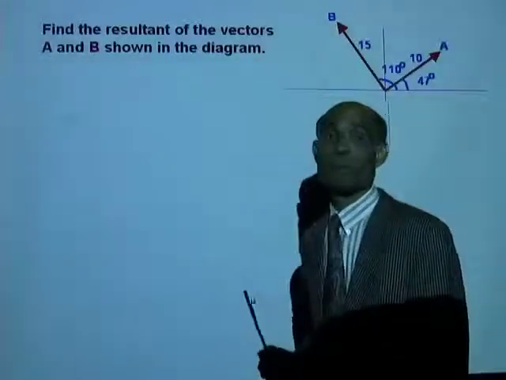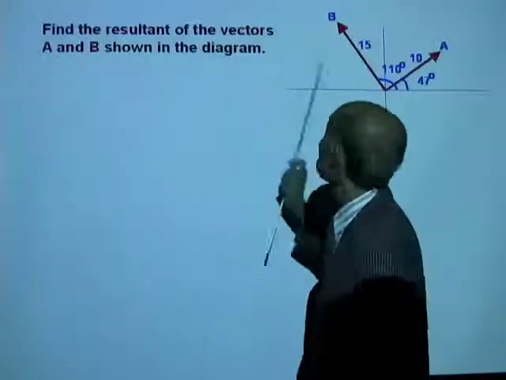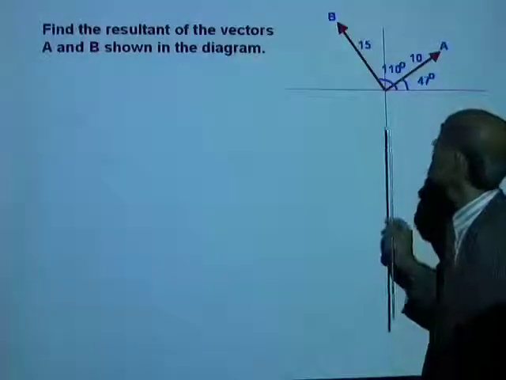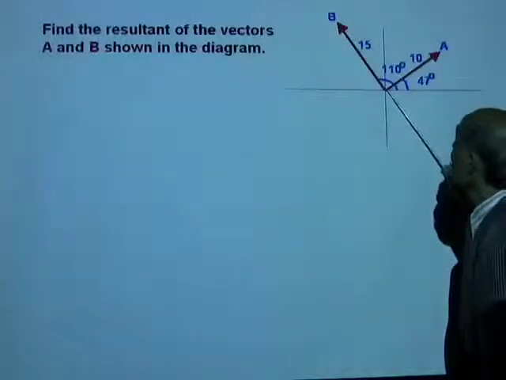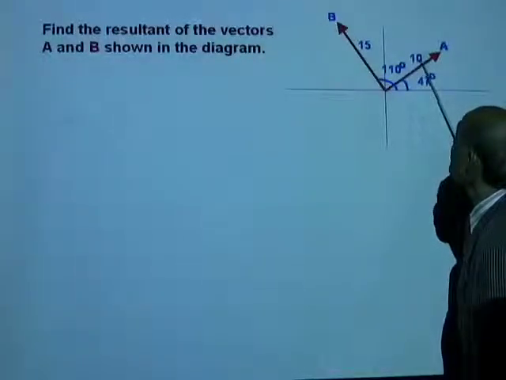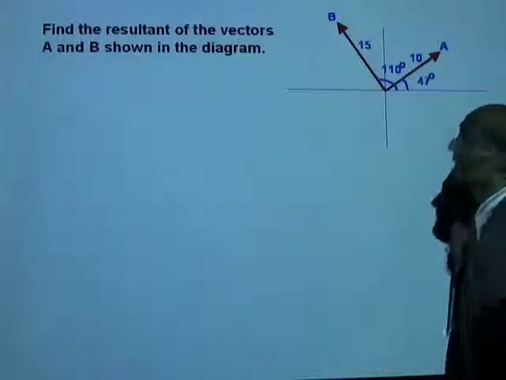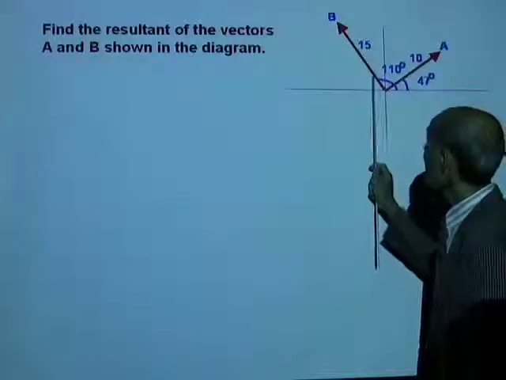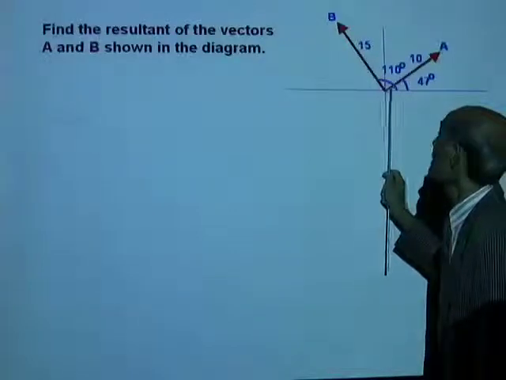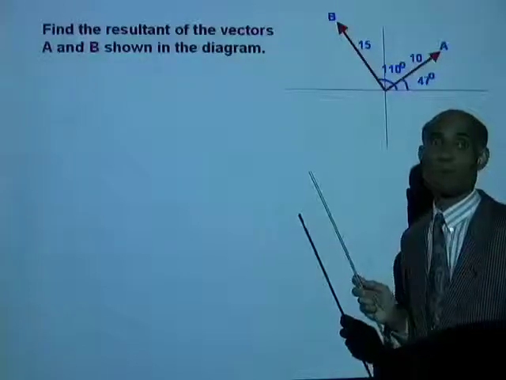Alright, let's do another one. Find the resultant of the vectors A and B shown in this diagram. Now, look at the vectors A and B. Vector A has a magnitude of 10 units. It makes an angle of 47 degrees with the x-axis. Vector B has a magnitude of 15 units and it makes an angle of 110 degrees with the x-axis.